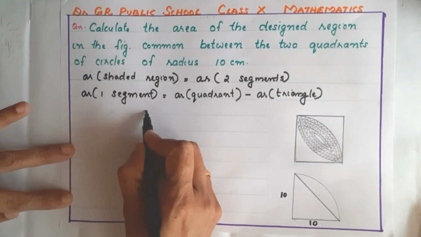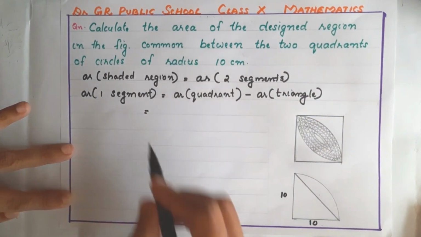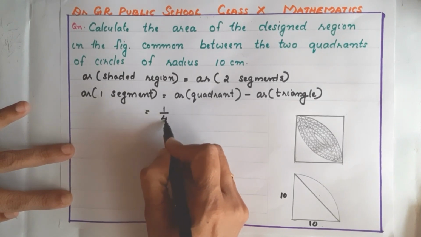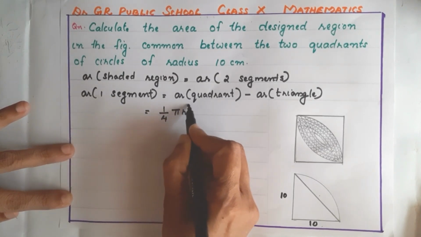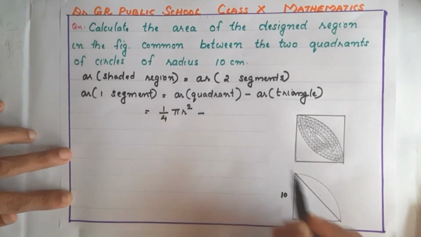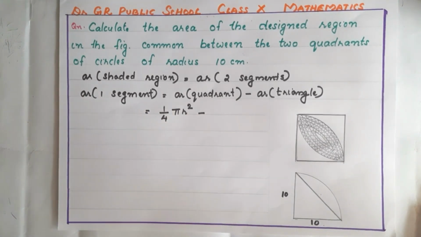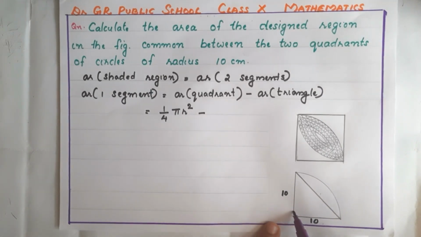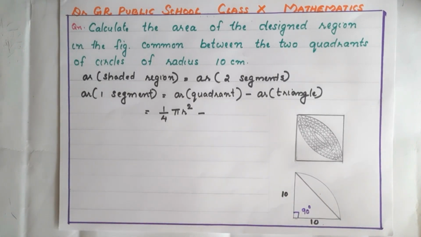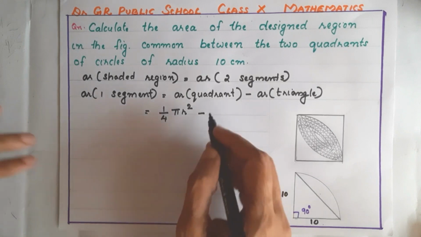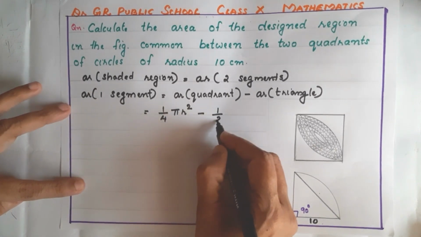Now area of quadrant, what is the formula? 1 by 4 pi r square, minus area of triangle. What type of triangle is this? It is a quadrant, so the angle is 90 degree. So the triangle is a right triangle. So which formula? Half BH.